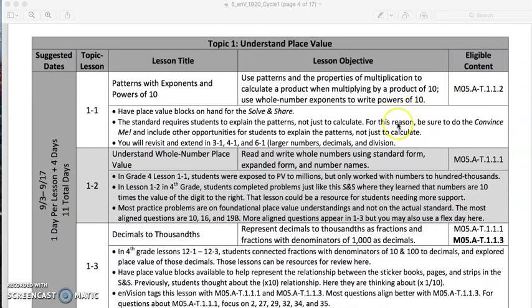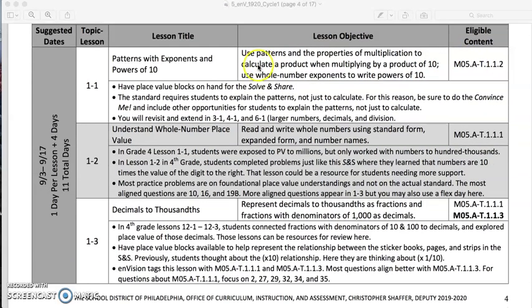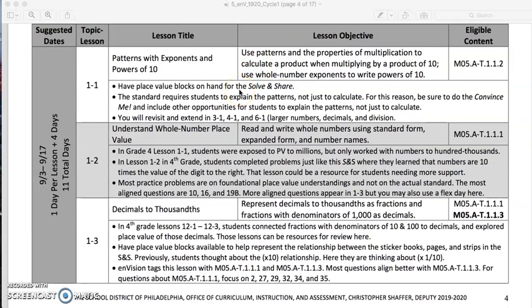All right, so then you get to the actual lessons themselves. The topic number, title, objective, and eligible content comes straight from enVision. You can get that from the textbook. I added these bullets here to provide for you some kind of tips and tricks and strategies to help you use the program as effectively and efficiently as possible.